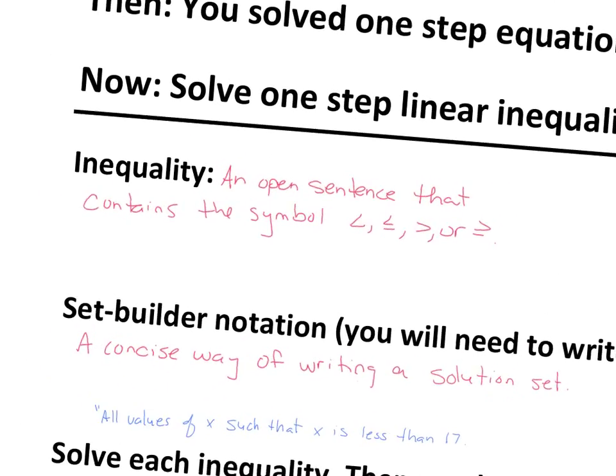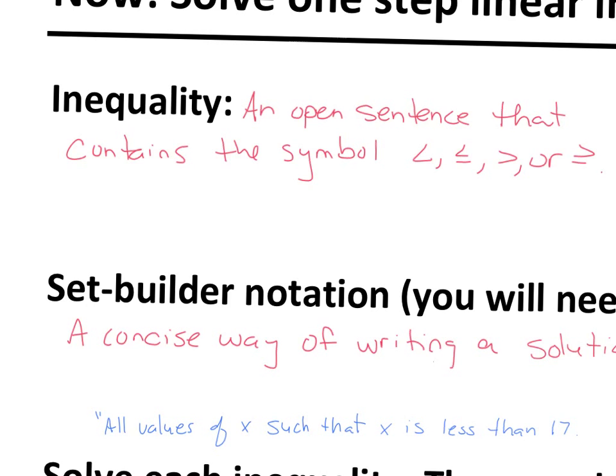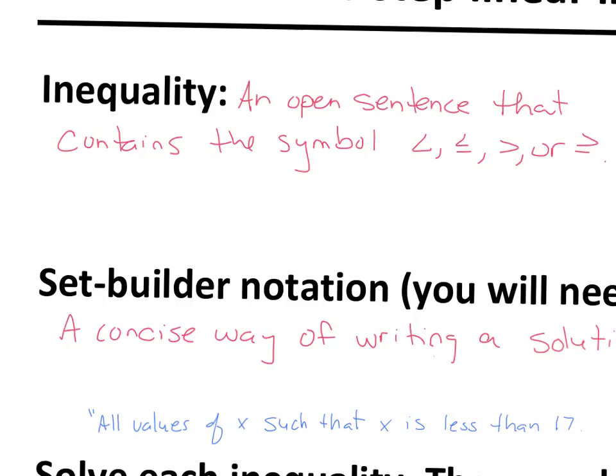Okay, so to start off, an inequality is simply any sentence or kind of like an equation that contains an inequality symbol. So you have the four inequality symbols: less than or equal to, greater than or equal to. Just keep in mind that this guy right here is, if it looks like an L, that would be less.